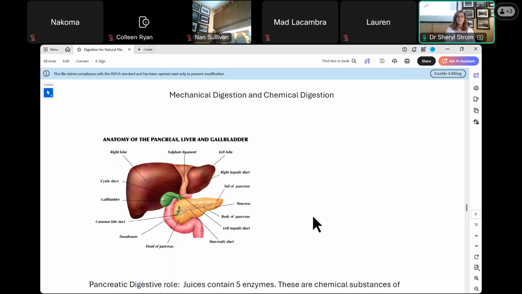So I give you a little bit of further detail here on the anatomy of the liver, pancreas, the gallbladder, and the duodenum. There you go. And you can use this as well for your description, but you see how much closer they are versus the picture that you have up higher on the handout.